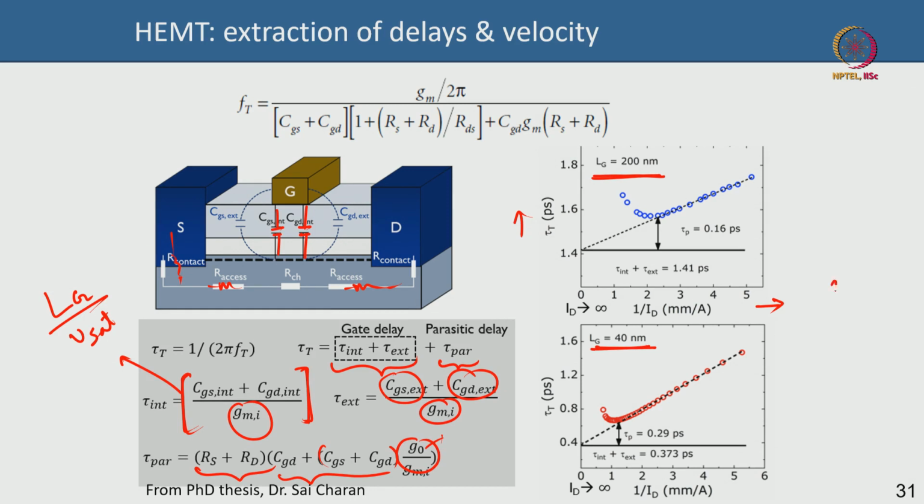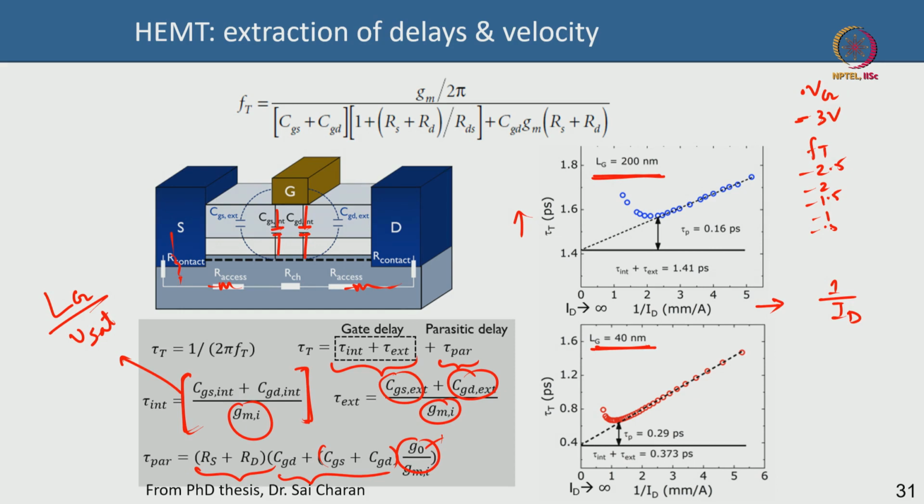X axis is 1 by the drain current, very interesting. So, essentially you bias the device at different gate voltage. Suppose your pinch off voltage is minus 3 volt, at minus 3 volt your device becomes off. So, you measure the FT of the device at say minus 2.5 volt, minus 2 volt, minus 1.5 volt, minus 1 volt, minus 0.5 volt, etc.